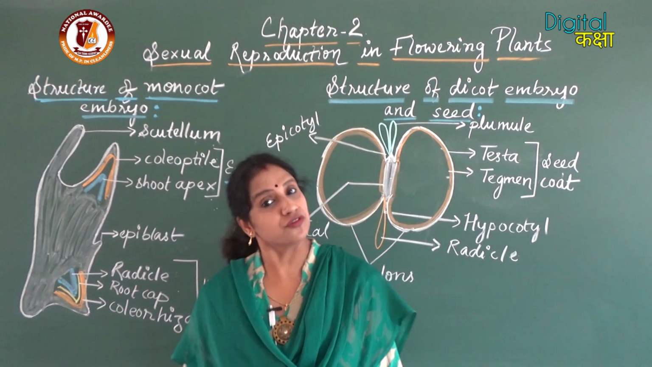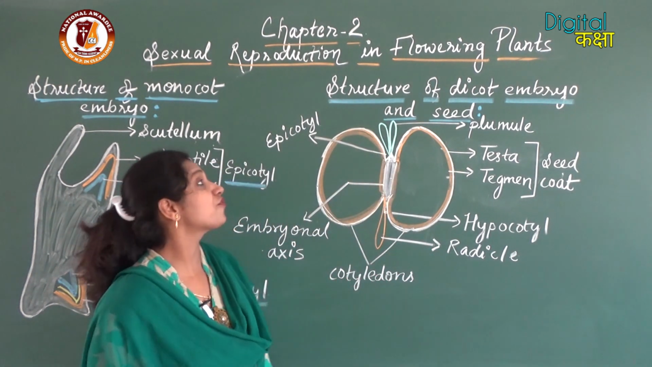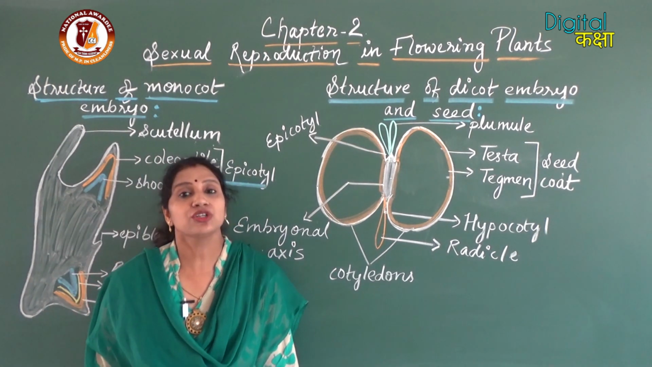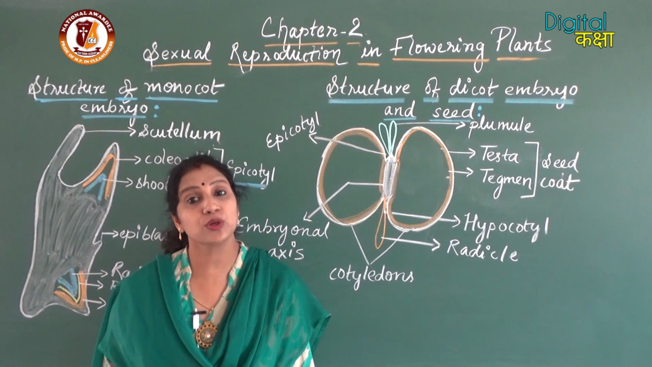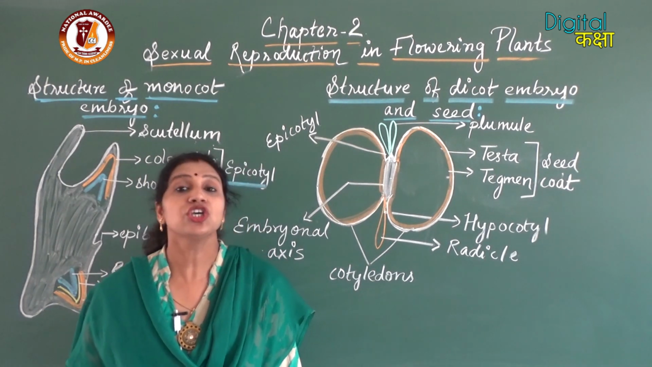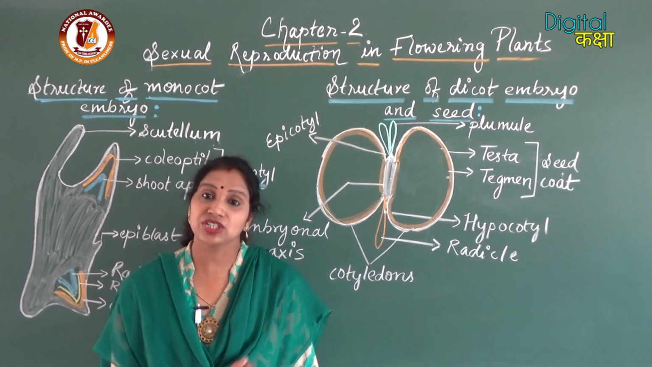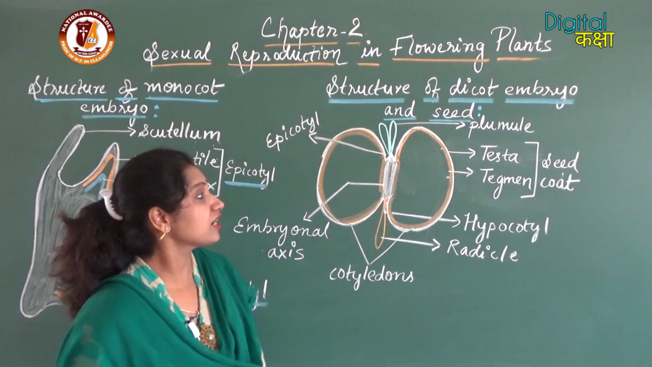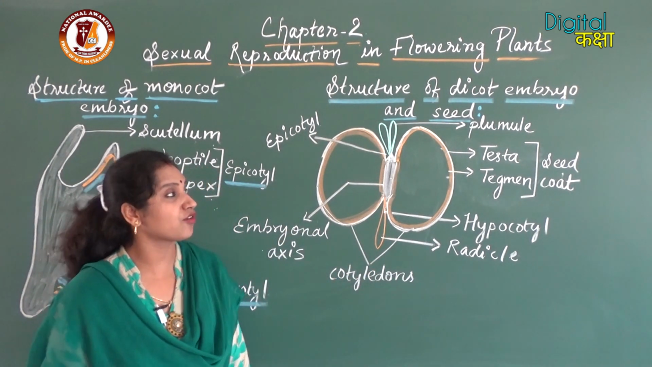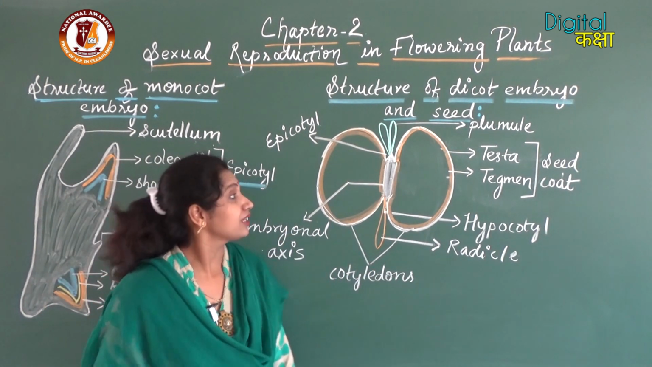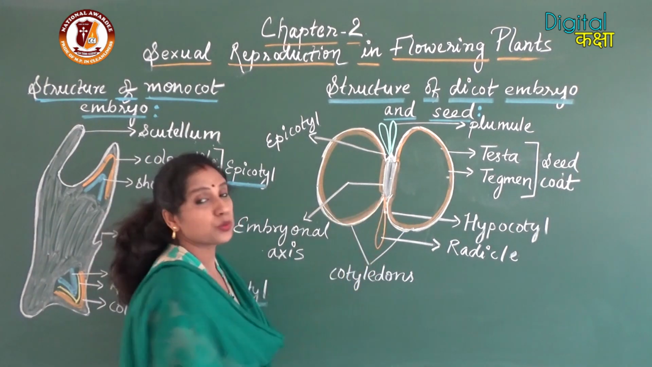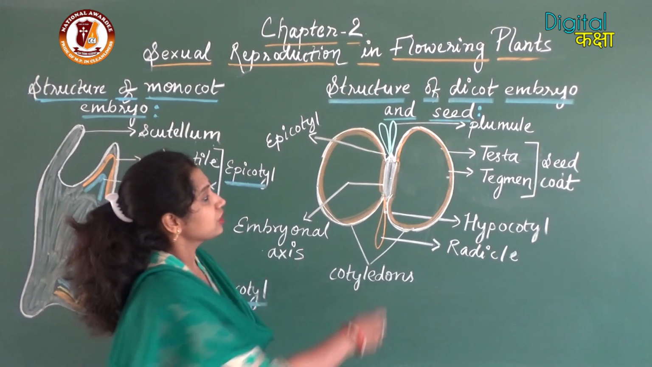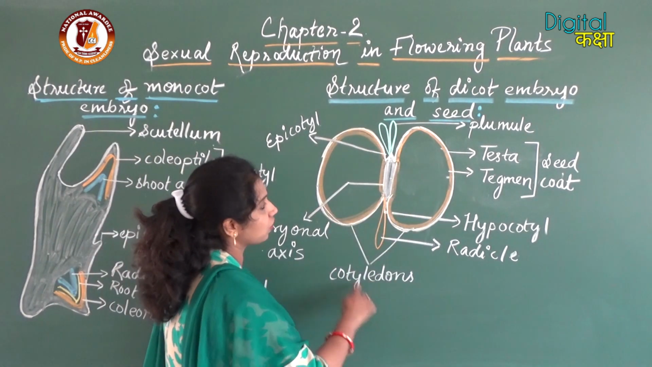Now we will move to the structure of the dicot embryo and the dicot seed. You know that the dicot embryo and dicot seed has got two cotyledons. In the structure of the dicot embryo we have already seen that. Now here we will be seeing the structure of the dicot seed. So you can see that when you open a dicot seed, two parts you will get. So these two parts are the cotyledons.